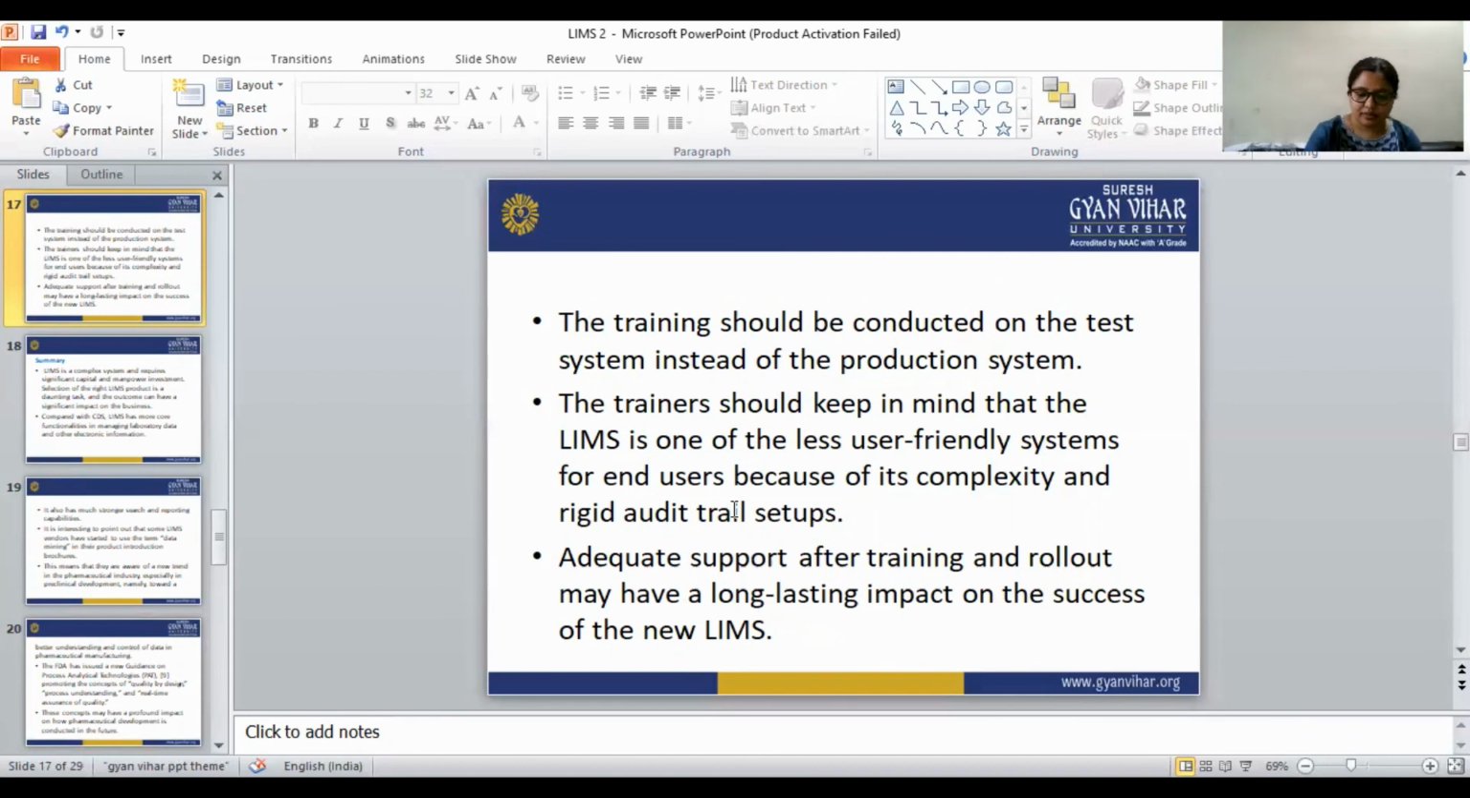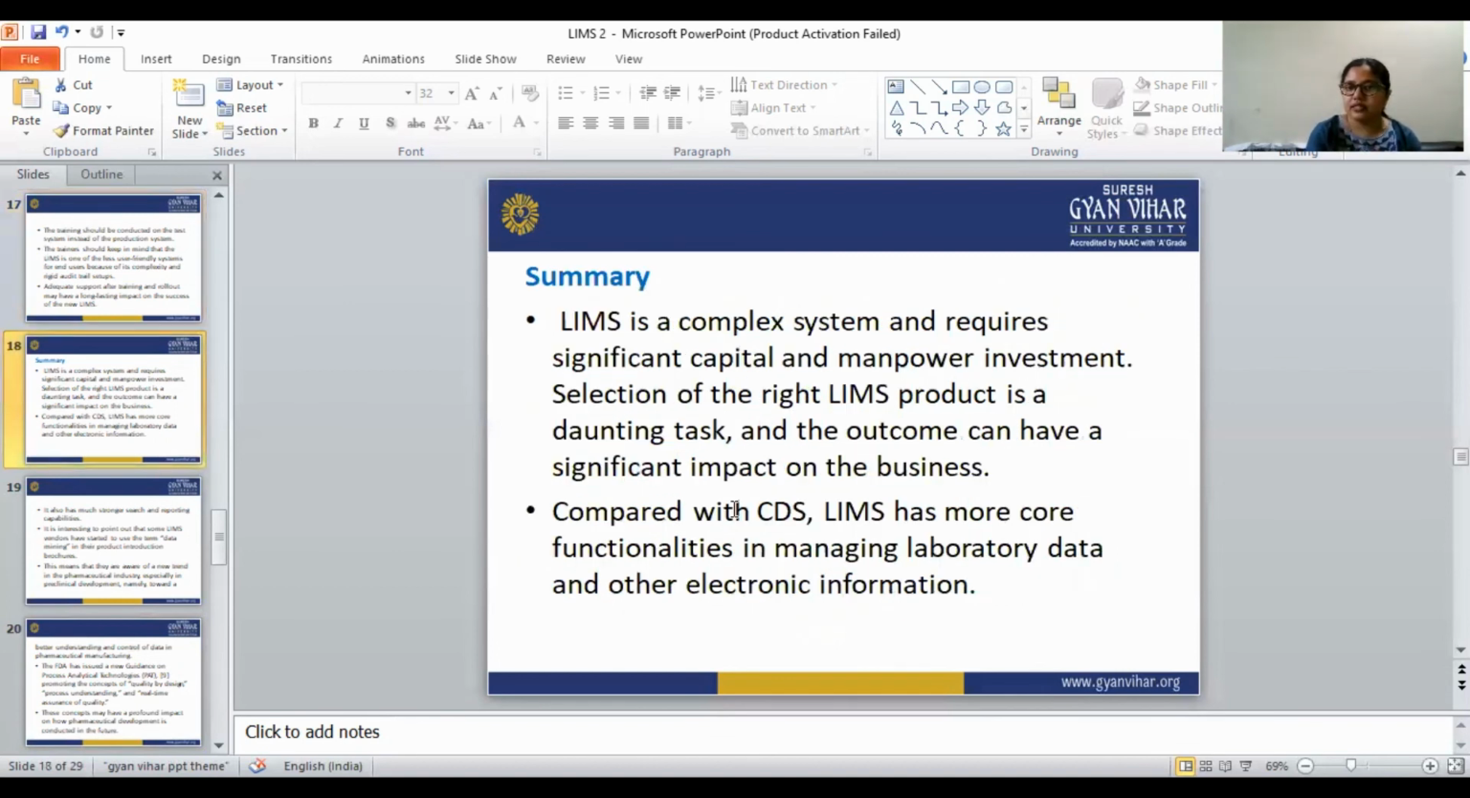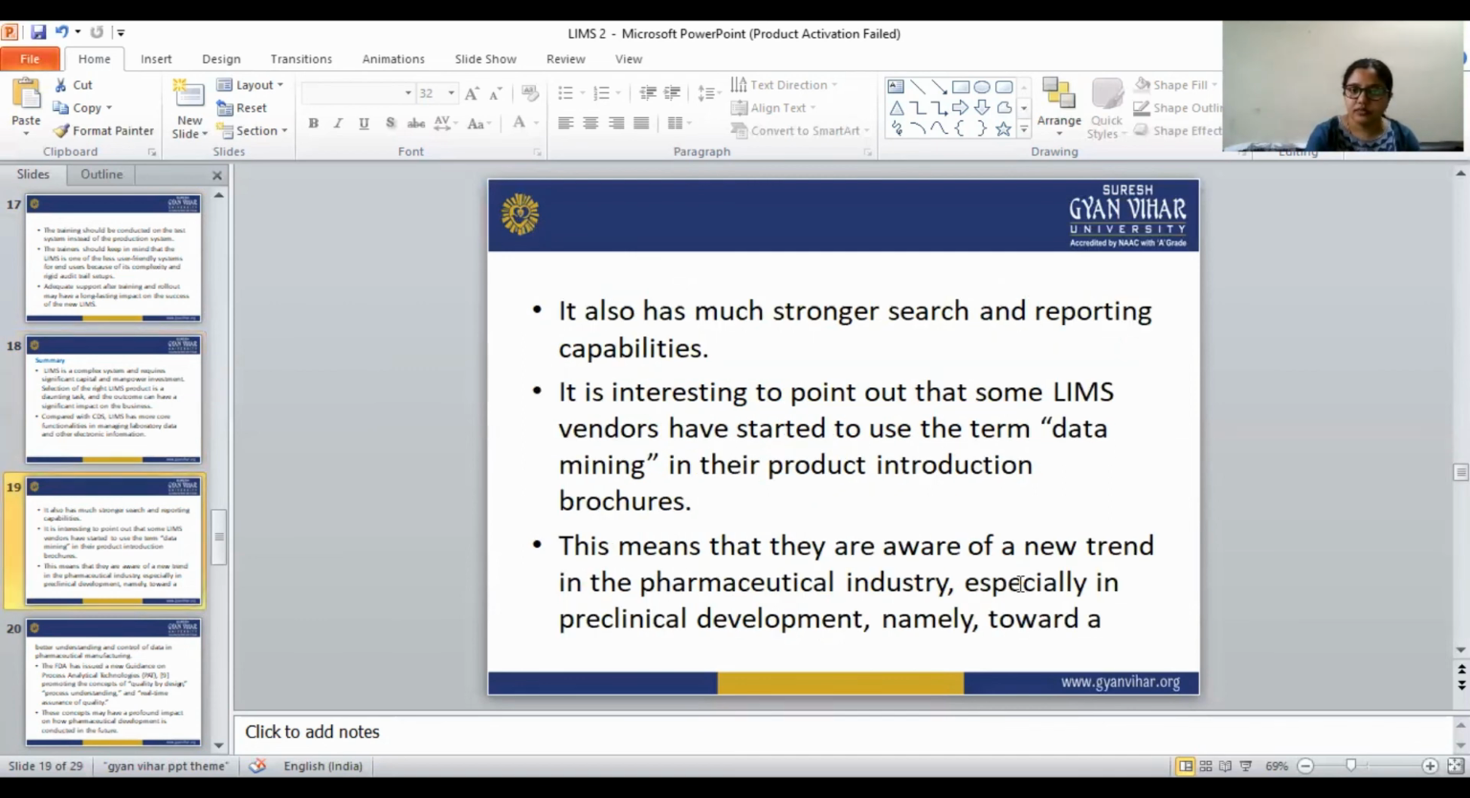Let's see the summary. The LIMS is a very complex system and requires significant capital and manpower investment. Selection of the right LIMS product is a daunting task, and the outcome can have a significant impact on the business. Compared with CDS, LIMS has more core functionality in managing laboratory data and other electronic information. When we compare CDS and LIMS, LIMS is better. It also has much stronger search and reporting capabilities.